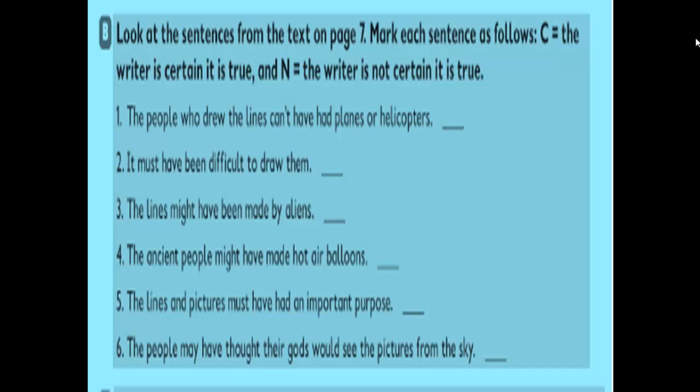And finally, the people may have thought their gods would see the pictures from the sky. Here we are not sure, so we have to put the letter N. Now we can see the answers.